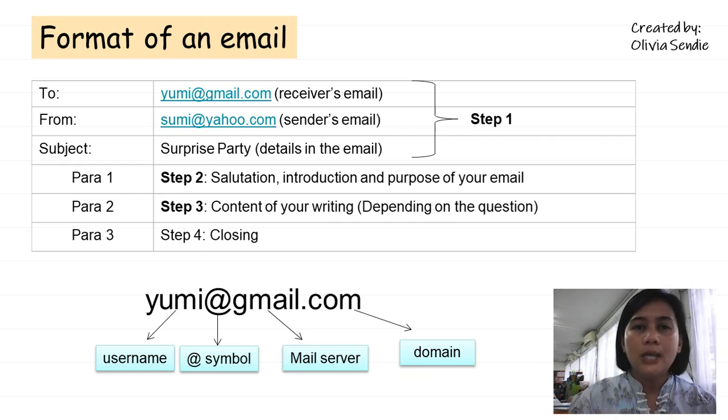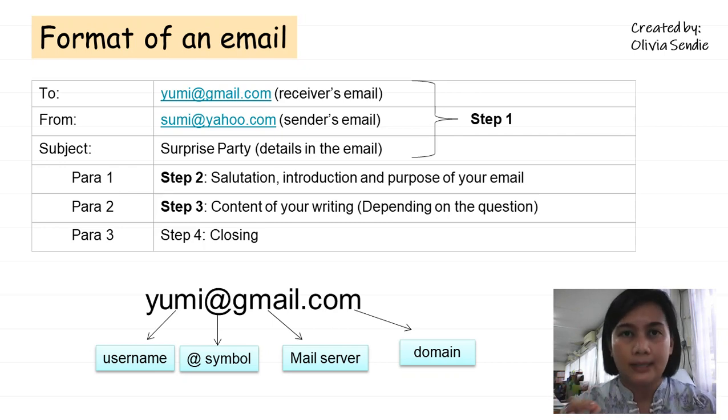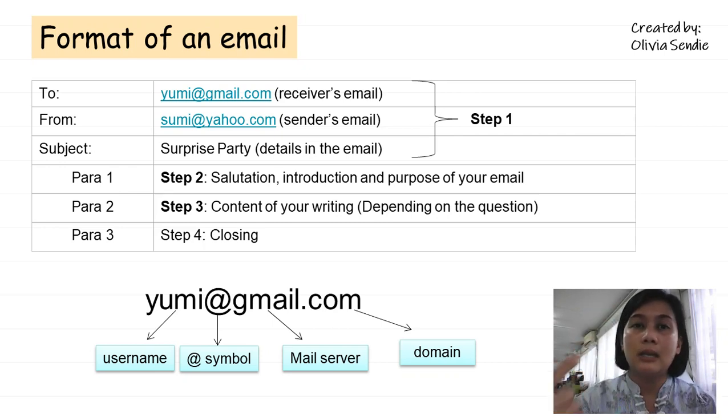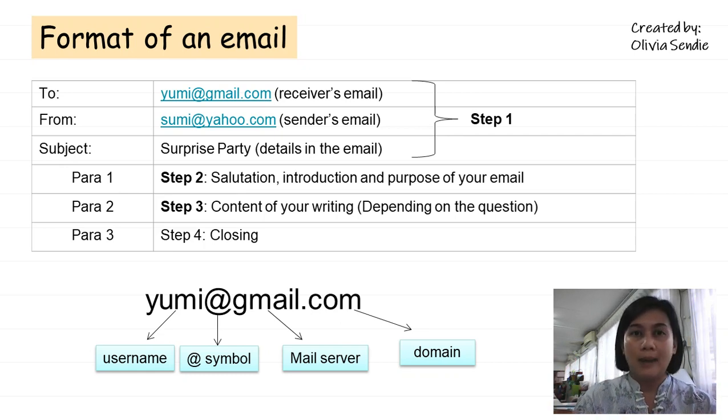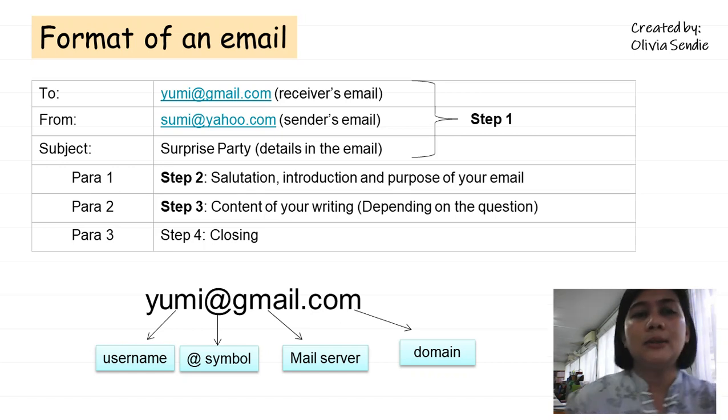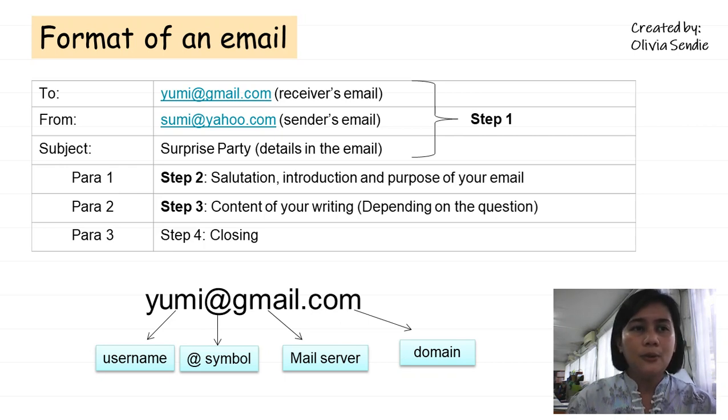Okay, so to, you need to put the receiver's email address. Who are you going to send the email to? And from is your email. And subject, what are you going to tell that person about? What are you going to write about? Okay, so the subject means your main idea for your email. And then I put it to a simple paragraph 1 to paragraph 3. Now to, from, and subject is the first step of writing an email.